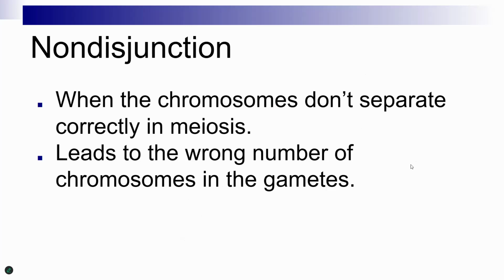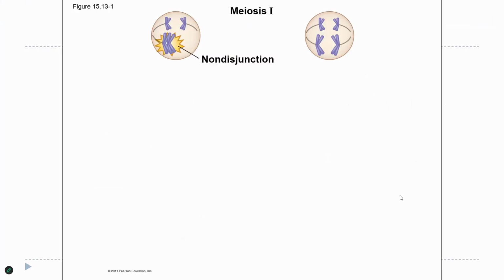Okay. And then the last thing that we're going to talk about real quick is if the chromosomes don't separate correctly. If that happens, that is called non-disjunction. That's going to lead to the wrong number of chromosomes in the gametes. And if that gamete is fertilized, then the offspring will have the wrong number of chromosomes, and that will lead to genetic disorders, which we will talk about later.